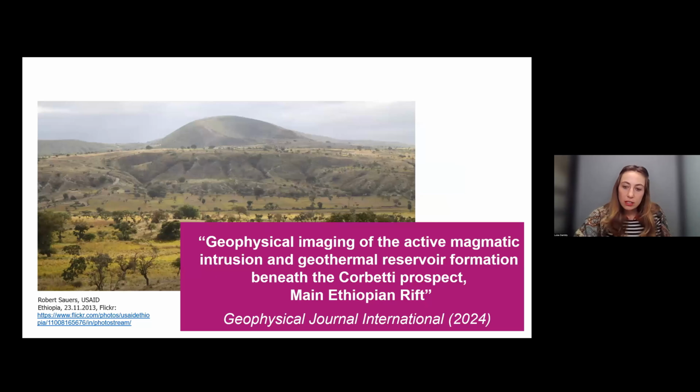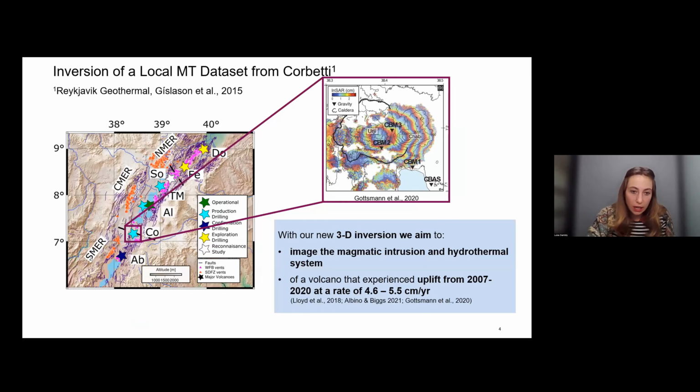So the first study I present is on Corbetti volcano. In the image, you see the caldera here, and it has been published last year in JGI. And about Corbetti, what was interesting is, on the one hand, it's located here, just on the verge between the central main Ethiopian Rift Valley and the southern one.